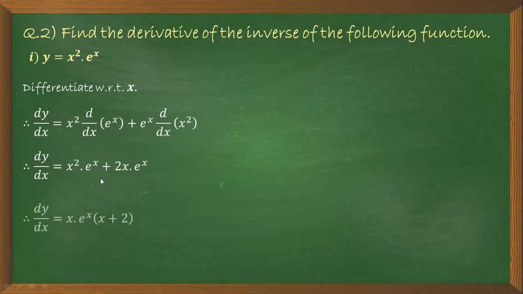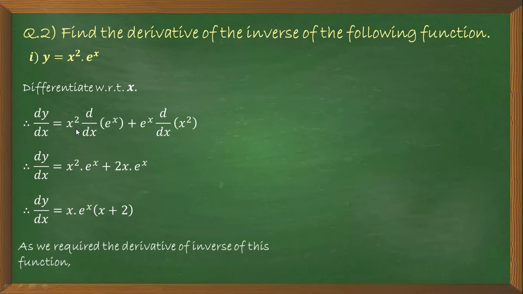Okay, so just by taking common here, dy by dx is equal to x into e raised to x into bracket x plus 2. Now this is dy by dx, this is the derivative of the given function. Now we require the derivative of its inverse.